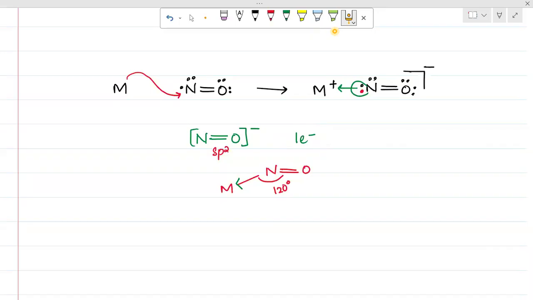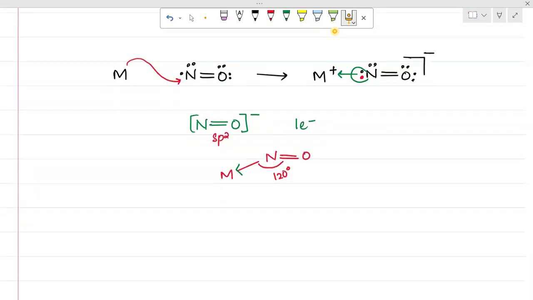Now a few examples just for you to understand. Let's say you have been given a complex of Fe. You just note it down. Fe. This is sodium nitroprusside. This has been asked in the question.